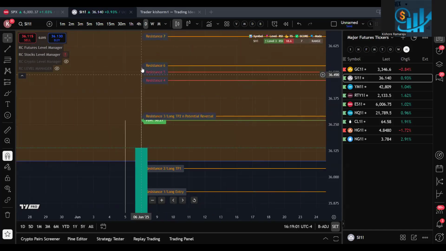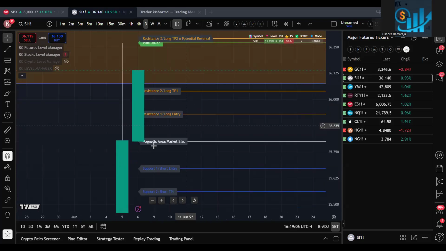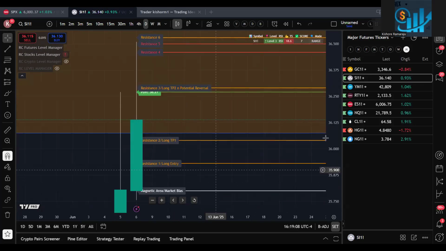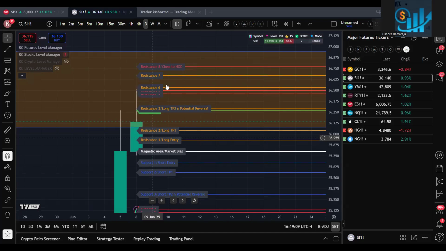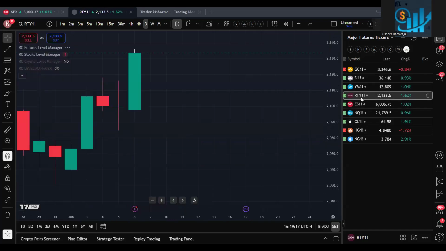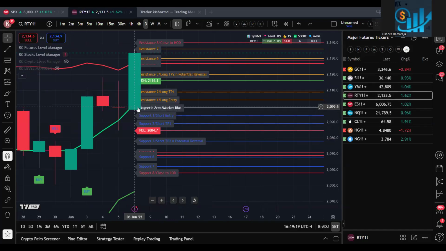They took it all the way here. Sellers took some control, brought it down. But overall, it is still above this magnetic area. That means silver is a much better bullish opportunity compared to ES or NQ or crude oil or RTY, where for some part of the time they were below the magnetic area, but silver was above the magnetic area throughout the day.